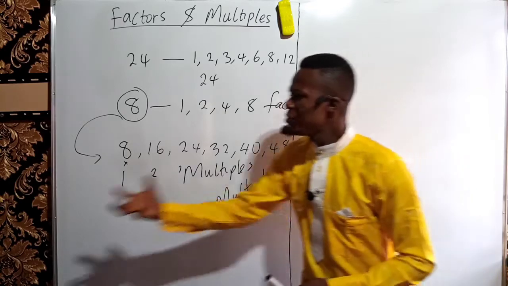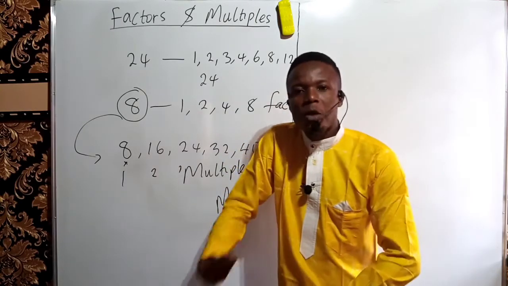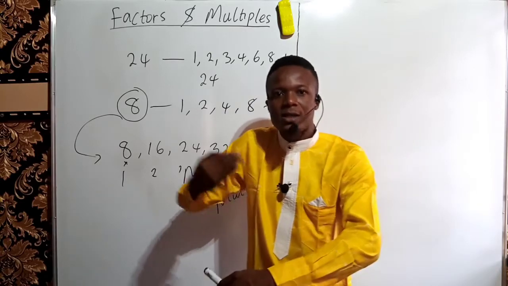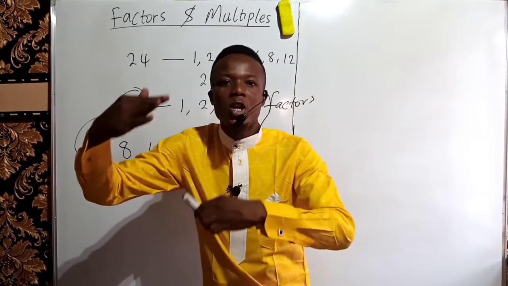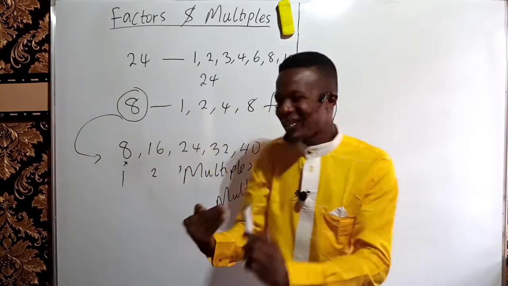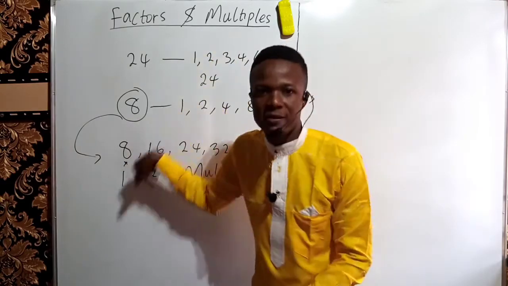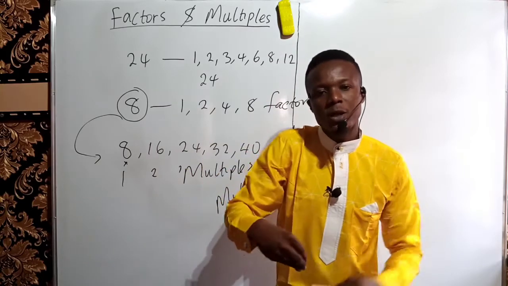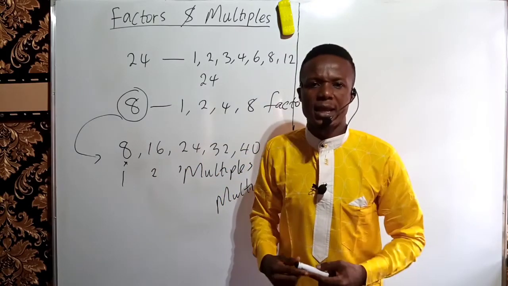You see that when you get a number and you keep on multiplying that number by various integers in ascending order, you keep on getting a higher number. Those numbers you are getting are just the multiples of the given number. So multiple is got from the word multiply.